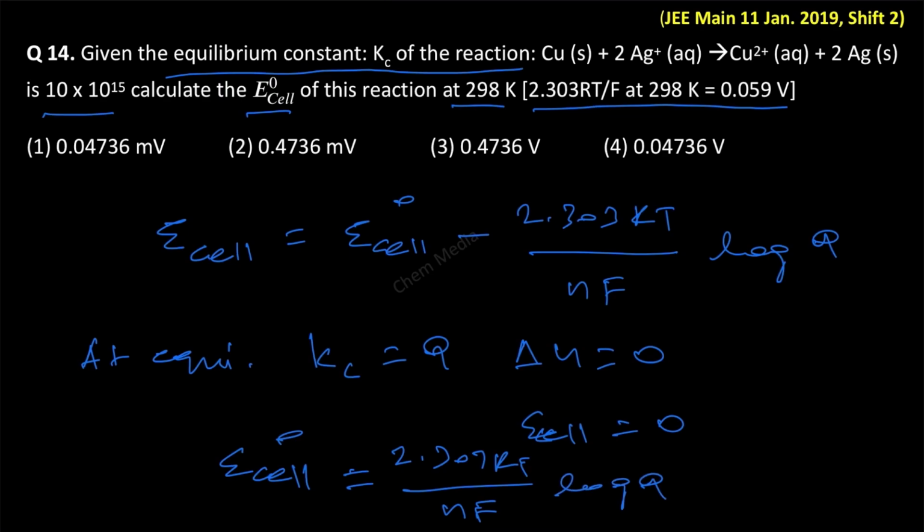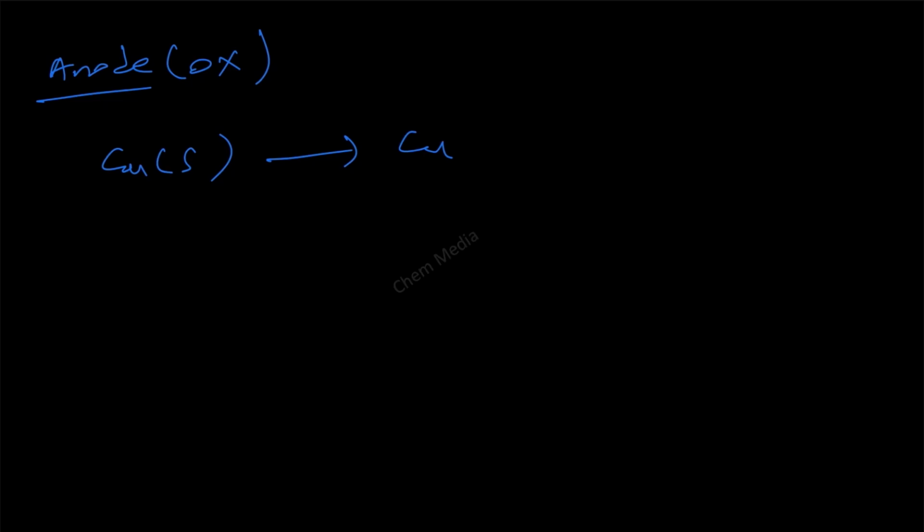log Q. Here, copper is becoming copper 2 plus. That means oxidation. Ag plus is becoming Ag. That means reduction. Therefore, at the anode, because whatever be the cell, it is always anodic oxidation and cathodic reduction, copper solid is losing 2 electrons and becoming copper 2 plus.